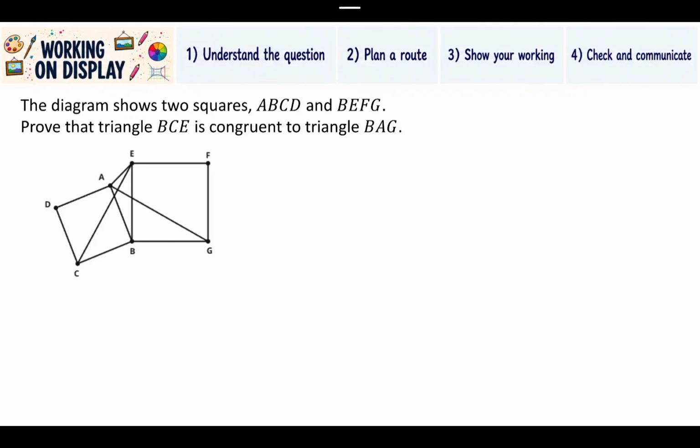So the first thing I notice when I read this question is the fact it talks about two squares. So I look at the image and think, can I see two squares? And I can. The ABCD square's a little bit tilted, but it's still a square. Also, prove the triangles are congruent. And I remember the conditions for congruency: side, side, side, side, angle, side. This is the sort of thing we look for in congruent triangles.